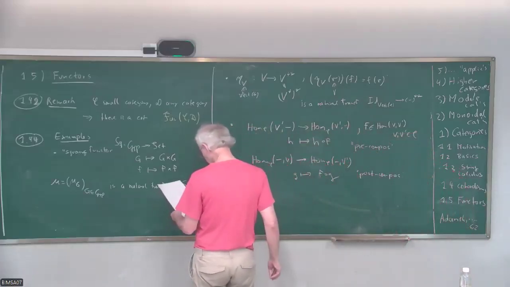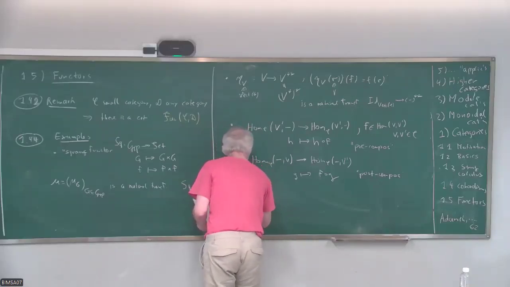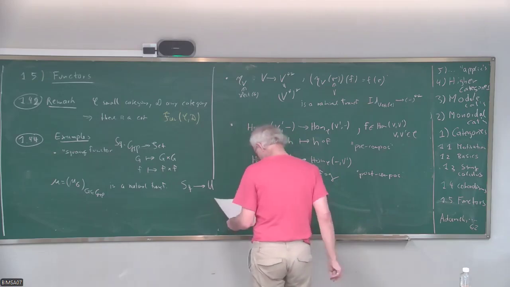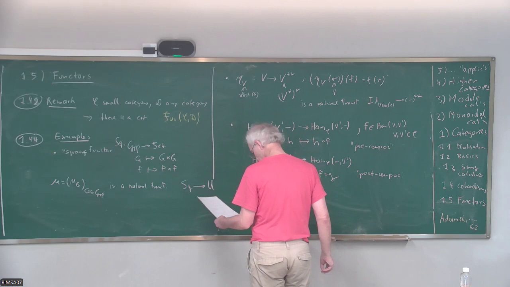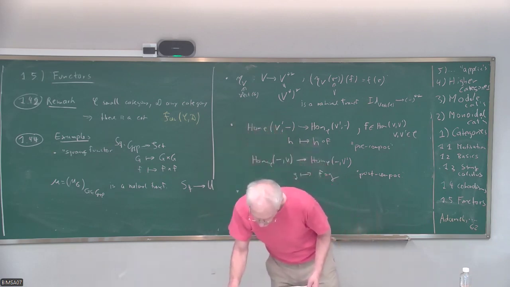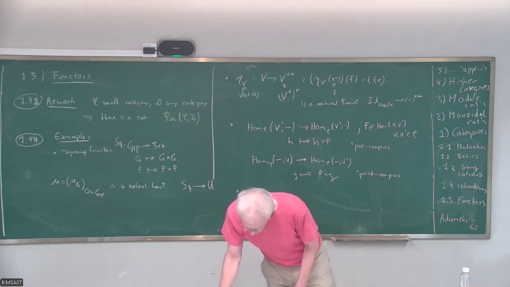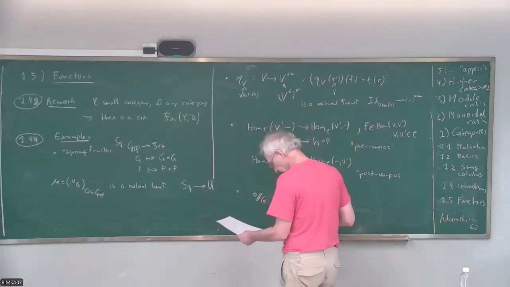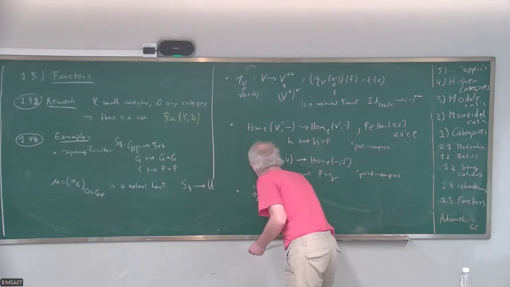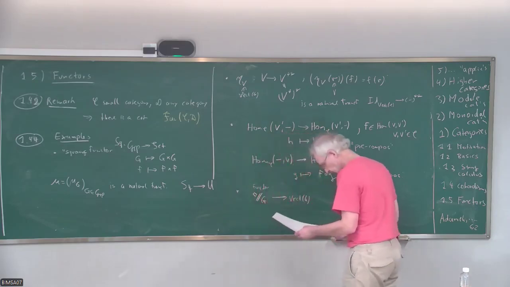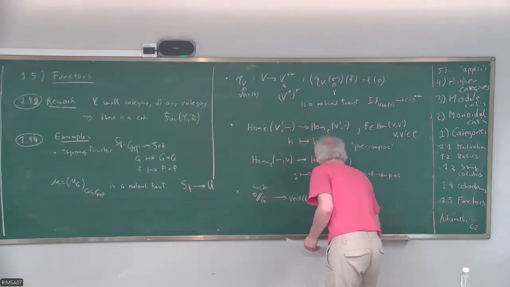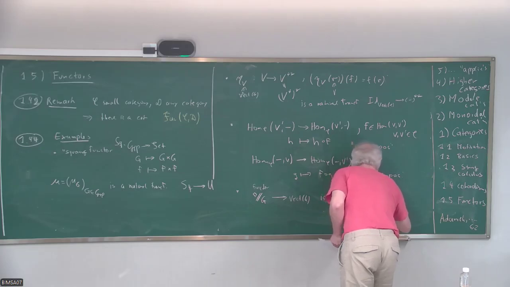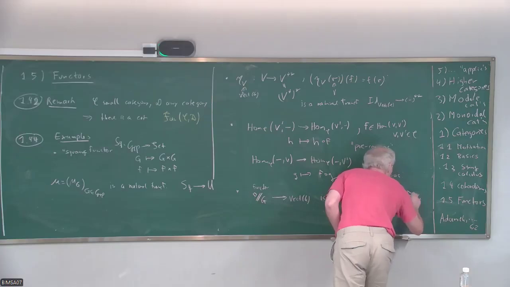And the final thing, remember this category with one object and the morphisms given by a group G. If you have a functor from this to vector spaces over some field K, then you can convince yourself that it's the same as a K-linear representation of G.